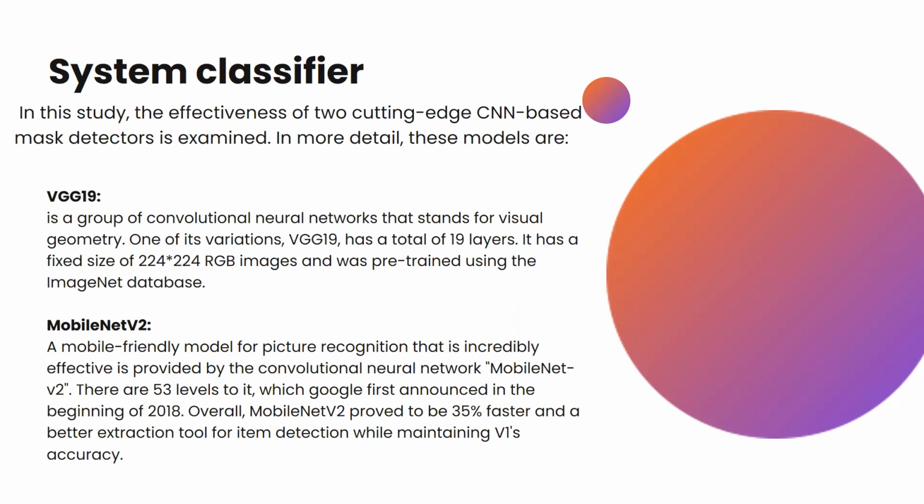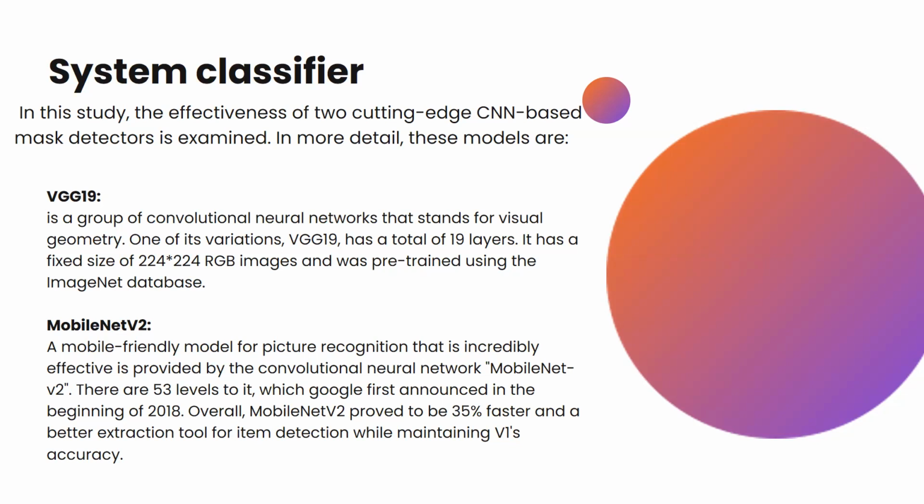VGG19 contains 19 layers, with 16 convolutional layers for feature extraction and 3 fully connected layers for classification. Then the convolutional layers are followed by 5 max pooling layers and 1 softmax layer. And this is based on the ImageNet dataset.